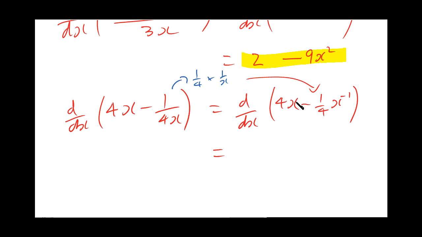1 over x is just x to the power minus 1. So let's differentiate that. Times by the power. The power of this is just 1, so 4 times 1 is 4. Take 1 off the power, x to 0 leaves you just x. Minus, we've got 1/4 times by minus 1, so that will give me a plus 1/4. x, take 1 off the power, gives you minus 2. So the differential of this is just this. That's our answer.